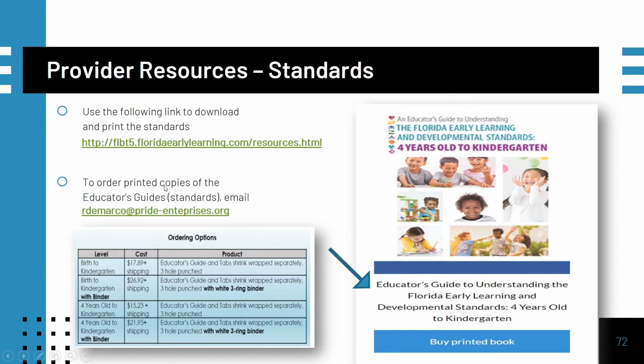If you would like to order printed copies of the Educator's Guides, that's the standards, you're going to email rdemarco@pride-enterprises.org. When you email her, there are different ordering options. You can order birth to kindergarten, but really your focus for VPK would be the 4-year-olds to kindergarten standards. You can purchase just the standards, or you can decide to purchase it with a binder. If you decide to purchase it with a binder, that's your last option, and that's $21.95 plus shipping and handling.